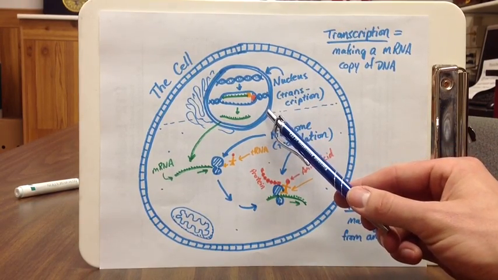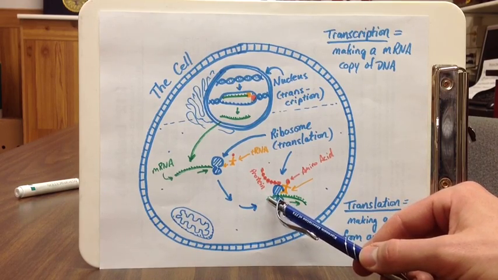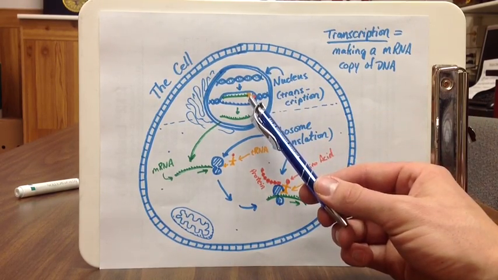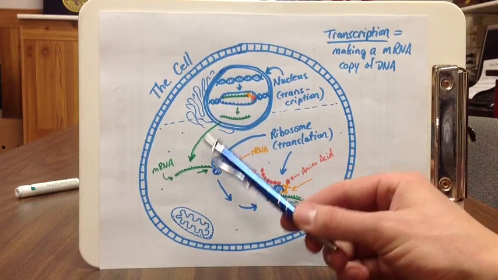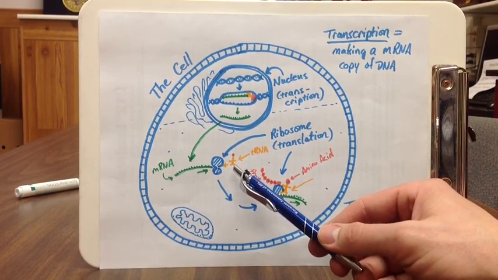Transcription occurs in the nucleus. Translation occurs in the ribosome in the cytosol. mRNA and DNA are a part of transcription. mRNA, the ribosome, and tRNA are a part of translation.